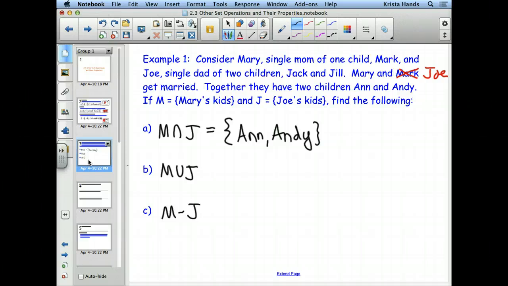What is the union describing in this situation? All the kids. The union is the family picture, right? It's who gets to be in the family picture, as long as nobody's on the outs with mom or dad. They're all going to be in the union, in the Christmas card picture. Okay, so we want all the kids. That's what we're describing as the union.